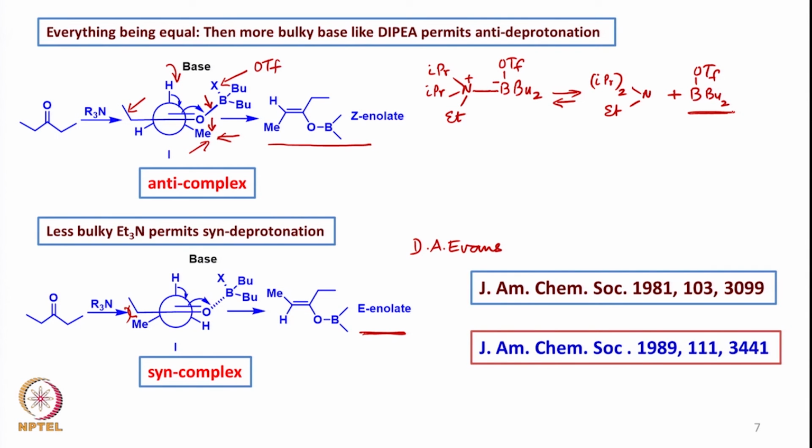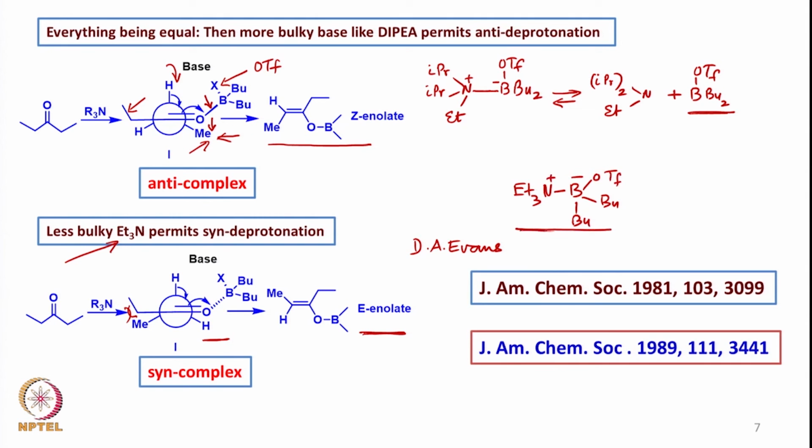But if the base is relatively small, such as triethylamine, less bulky, then there is a possibility of deprotonation from the syn complex here. In that situation, what happens, if the methyl group goes onto the left hand side, it has an interaction with the ethyl group, that is fine, but at that time the less bulky bases form an irreversible complex with the boron. So, you have, say, triethylamine, and it forms an irreversible complex, say like this, you have minus and plus.